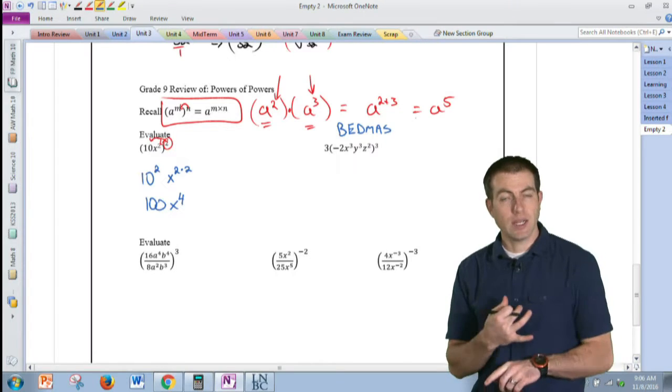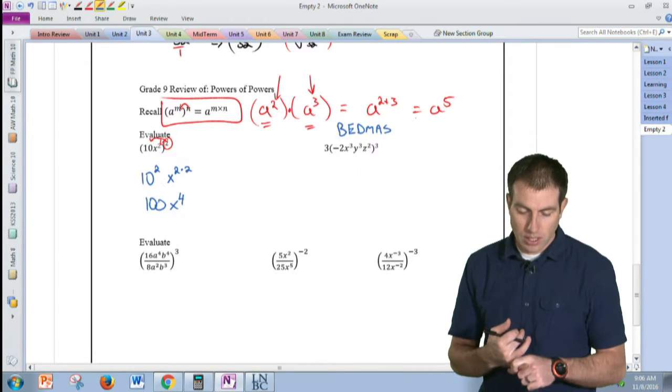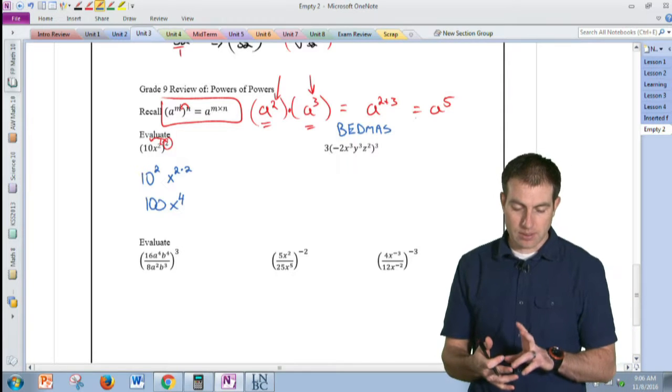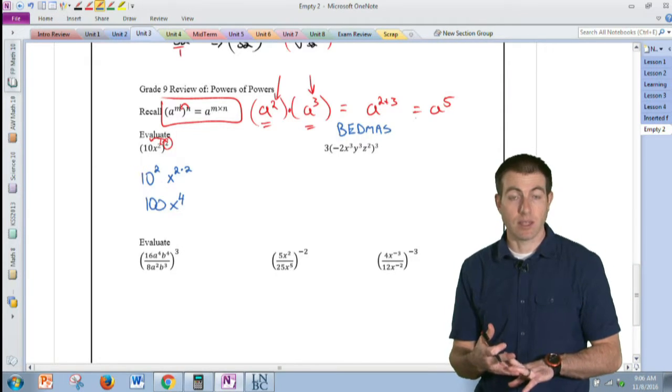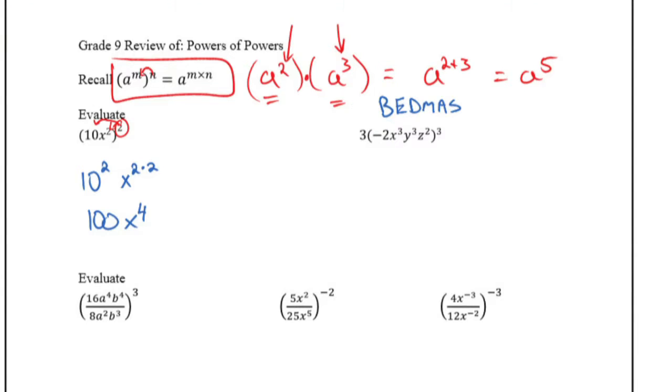I look at my brackets. Do I have anything inside of my brackets I can do? No, I have an x, a y, and a z, so I can't simplify anything in there. So brackets is done. Next thing is exponents. I'm just going to drop this 3 down, and then everything inside of my bracket is going to get this exponent of 3 outside.